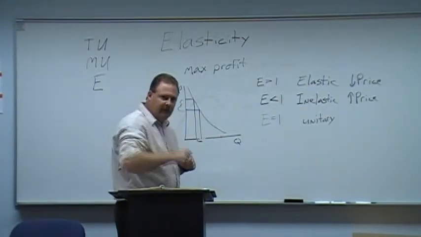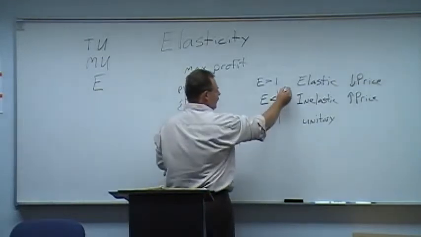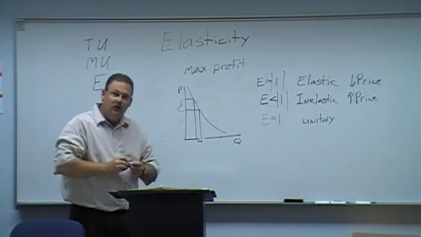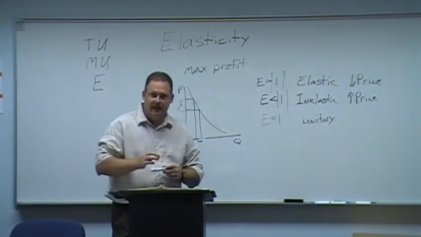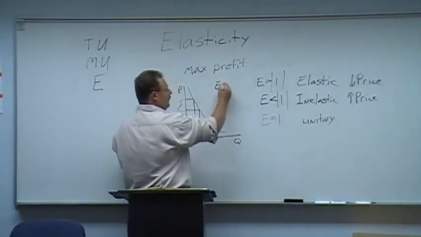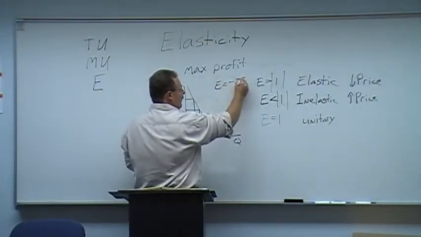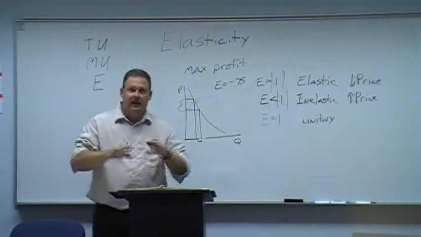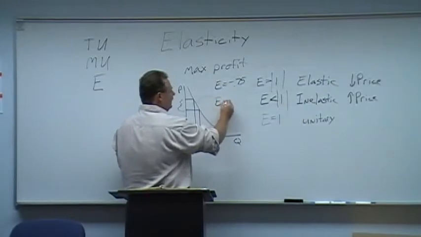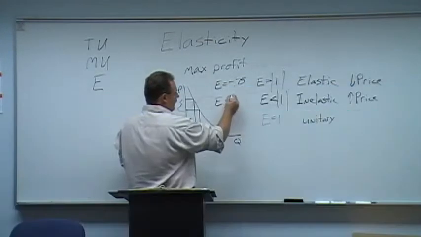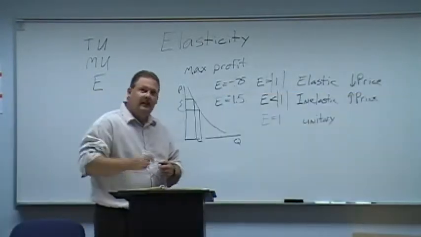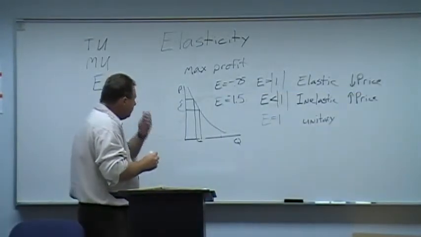Now, one more thing in this part is that these are put in absolute terms, meaning that you disregard any negative signs that you see. If I see E equals negative 0.75, for instance, that is still inelastic. That's the way I would look at that. If E is equal to negative 1.5, that is considered elastic, and we need to respond accordingly.